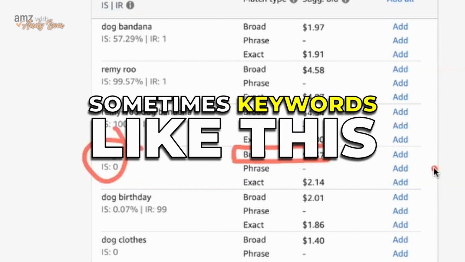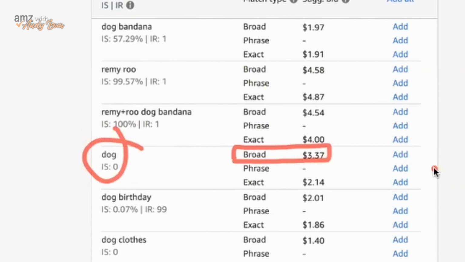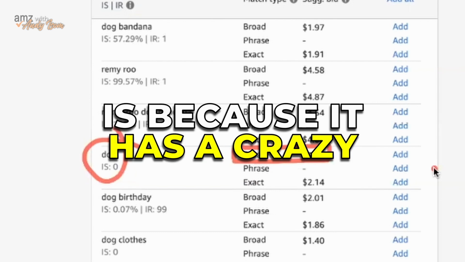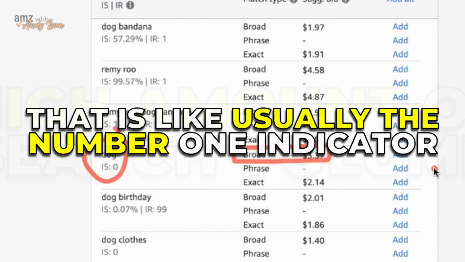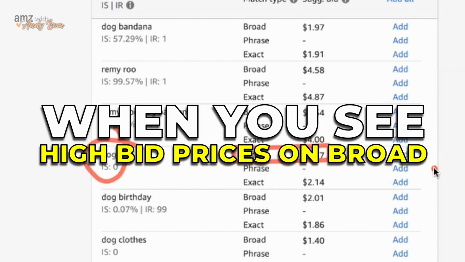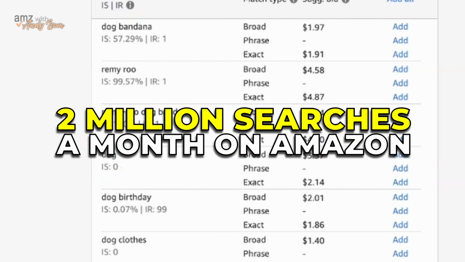The reason why sometimes with keywords like this the bid is really high, the competition is really high, that's what the high bid means. There's a lot of competition on that keyword because it has a crazy high amount of search volume. That's usually the number one indicator when you see why is dog $3.37? It's because it's probably getting 2 million searches a month on Amazon.